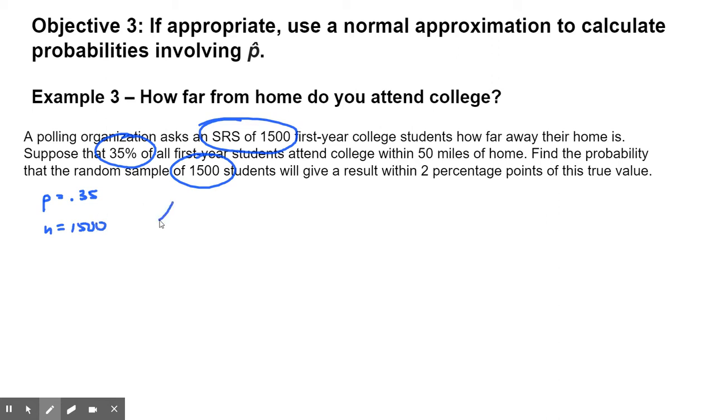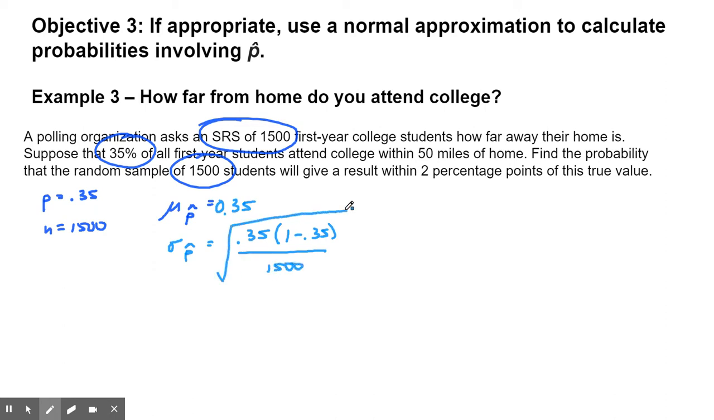To find the mean of our sampling distribution of p hat, it is going to be equal to the population proportion, 0.35. Okay? 0.35 if you want to be fancy. All right. And now to find the standard deviation of our sampling distribution for p hat, we have to use this formula: the square root of p times 1 minus p, divided by n.